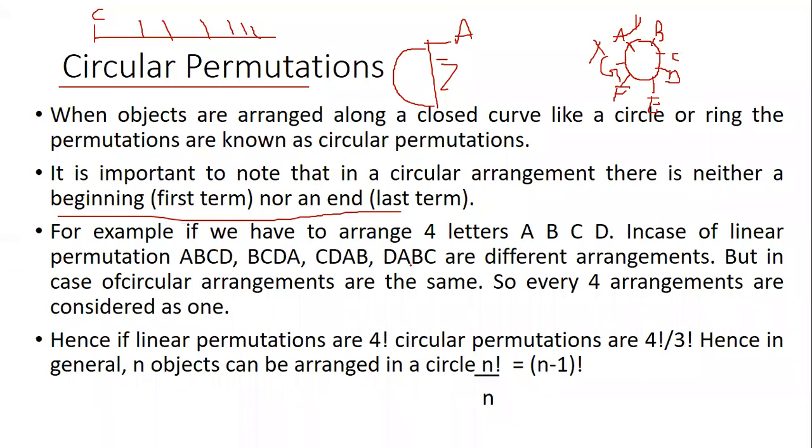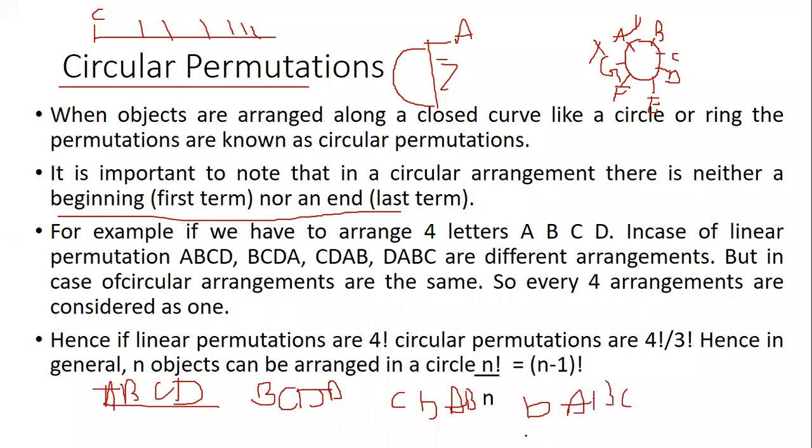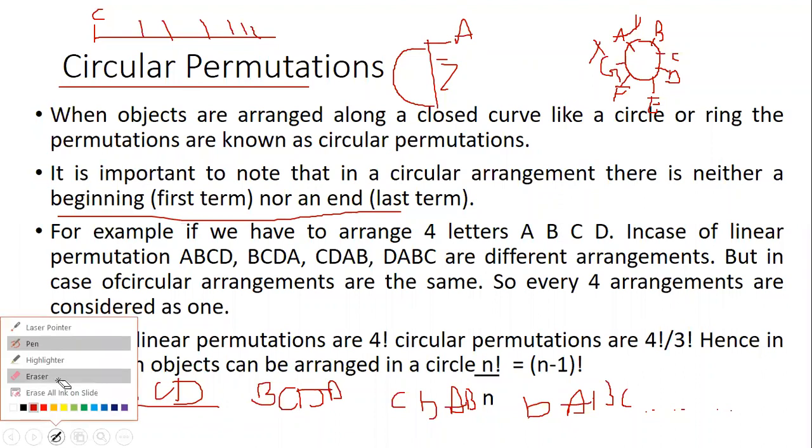Here they have given us an example of the same people, A, B, C, D. If these people are arranged in a row, then we have ABCD. If not, I will arrange them in BCDA. If not, CDAB. If not, I can also arrange them in DABC, and so on. There are so many arrangements which will come. But if they are sitting in a circular format, it is difficult. So how do we find out?